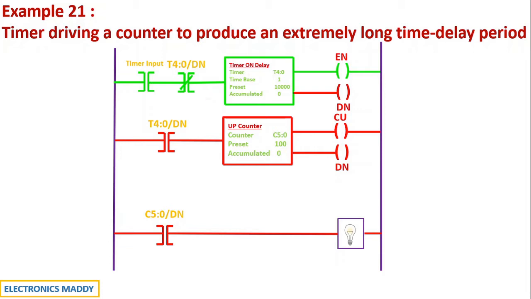And once a value of 10,000 is actually reached, the done bit of timer on delay will go to high state. Since the same address is used over here, even this goes to high state, isn't it? As a result, the rung gets energized and the up counter gets energized. The counter enable pin of the up counter will go to high state instantly, and the counter will be counting a value of 1. Basically, it is an up counter, hence it will increment its value by 1.